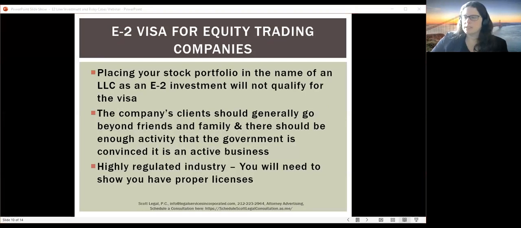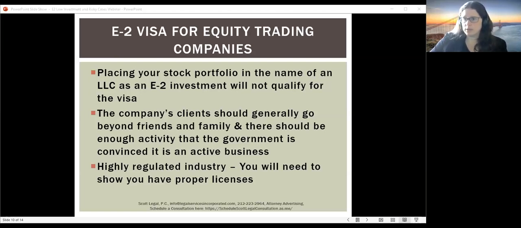So another risky area is equity trading companies, and it has a lot of the same challenges that exist for real estate. So placing your stock portfolio in the name of an LLC is not going to qualify. Neither is doing trading for just a couple friends or a couple family members. Again, the challenge is to demonstrate that you're really doing this on a large enough scale that it could be considered a real and operating commercial enterprise.